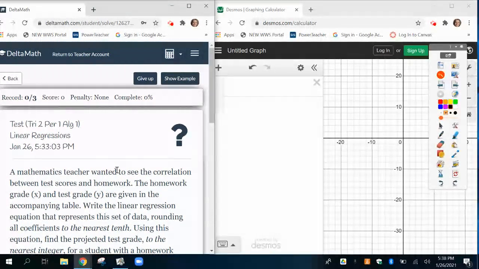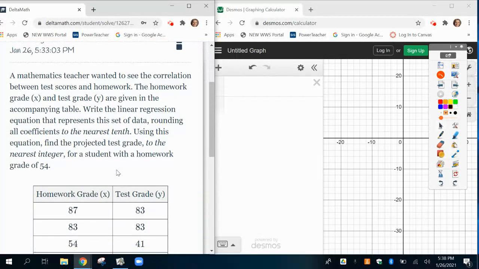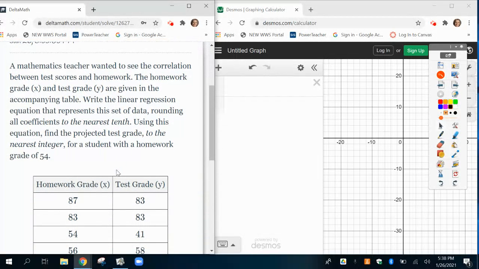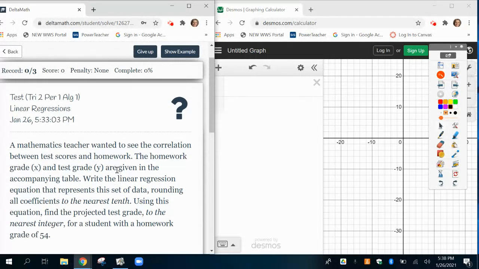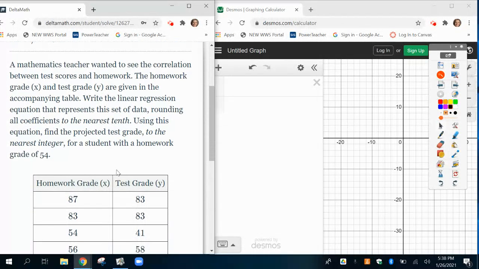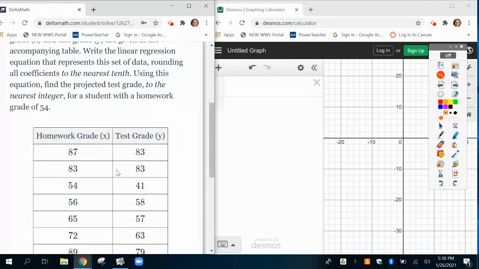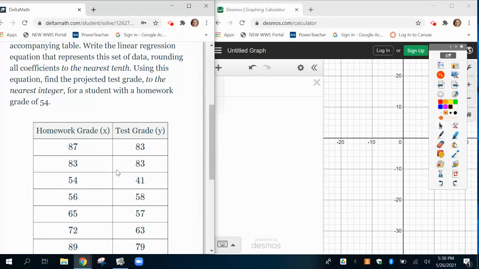So we're basically going to put all the pieces that we know together now. You're going to be completing some of these problems in Delta Math. You have 3 of them to complete. This example says a mathematics teacher wanted to see the correlation between test scores and homework. The homework grade is in the X, the test grade is in the Y, right? So when a student earns a certain grade on homework, what's the grade they get on the test?